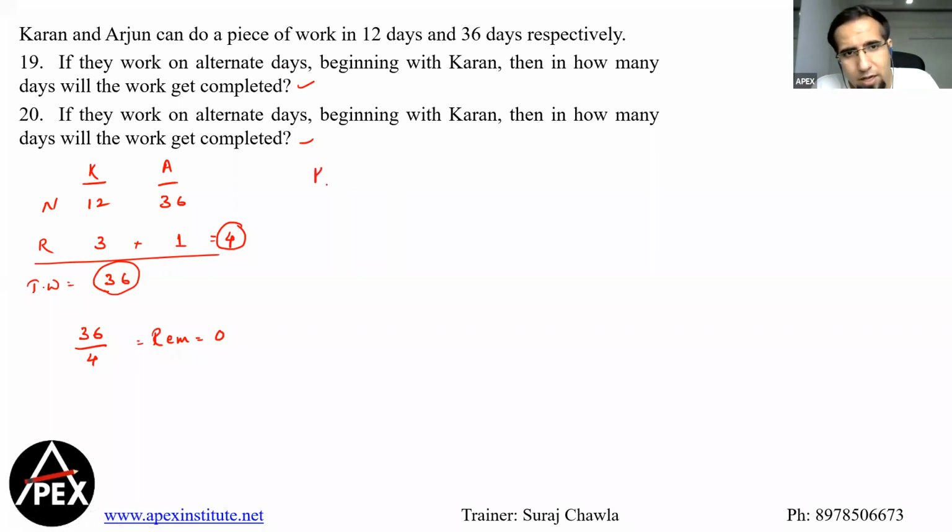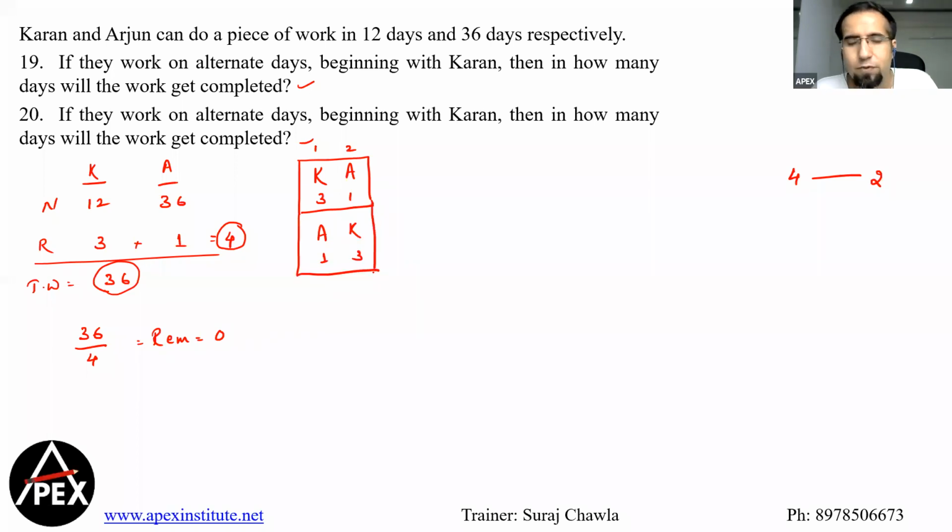So what is happening? Let's say Karan is coming on day 1, completing 3 units. Arjun is coming on day 2, completing 1 unit. So now what is happening? A sudden change. Now 4 units is not done in 1 day. Instead, 4 units are completed in 2 days. Right? Now see, if Arjun comes on day 1, he completes 1 unit. And if Karan comes on day 2, he completes 3 units.